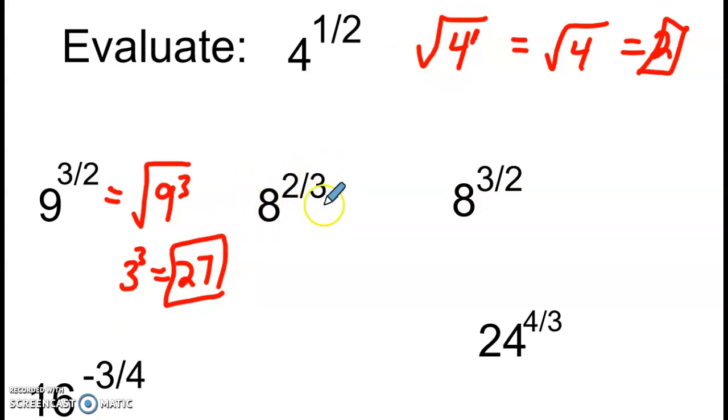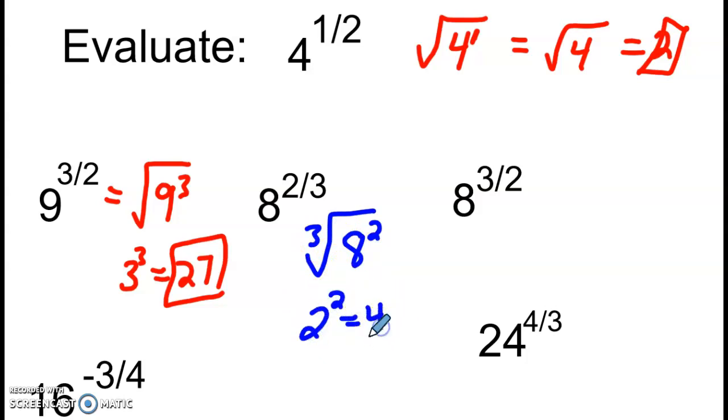In this case, 3 is the denominator, so it's the cubed root of 8 squared. And again, I could take 8 squared and get 64, take the cubed root of 64 and get 4, or I could take the cubed root of 8 first and get 2, and then square 2 and get 4. Either way is fine, obviously.